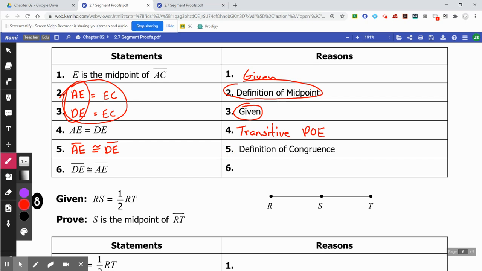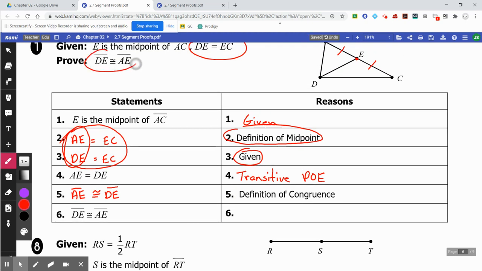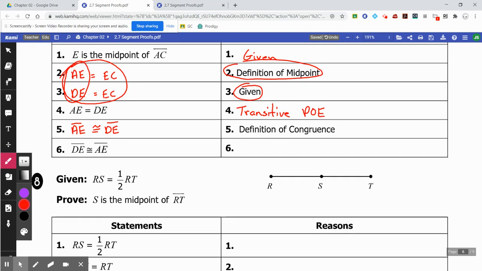But we have a problem. That's not what we were trying to prove. We're trying to prove that DE and AE are congruent, not AE and DE. We have them in the wrong order. So now you've got to be careful. We're dealing with congruence now, not equality. And they did that early.